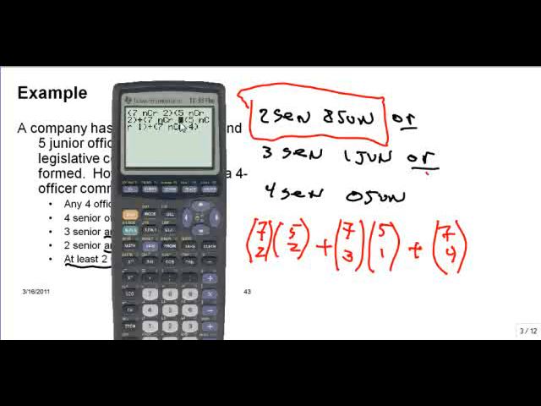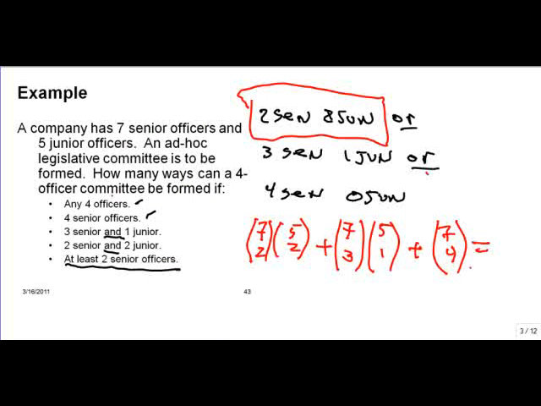Oh, I forgot to put my number in here. So that's 7 choose 3, second insert 3. Okay, that should work. So that's equal to 420.